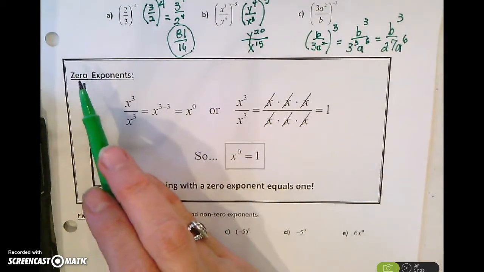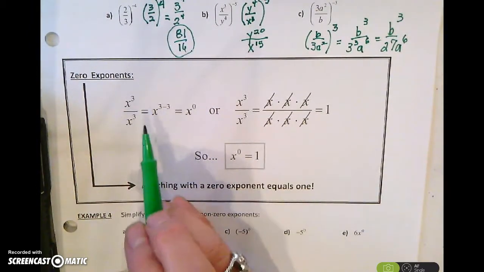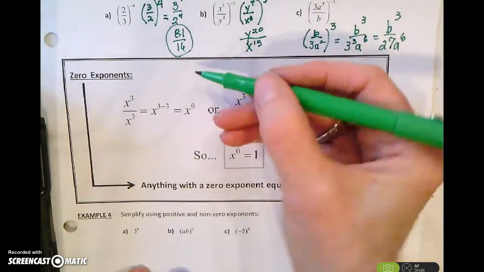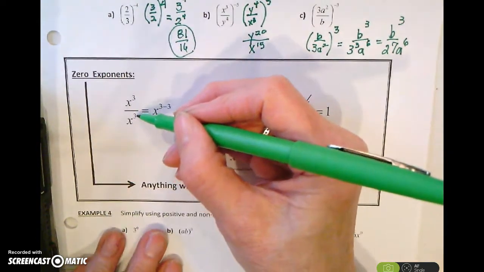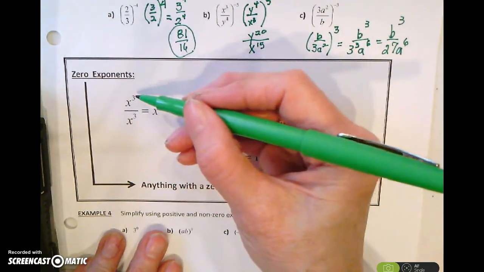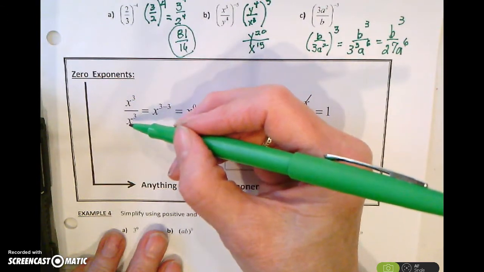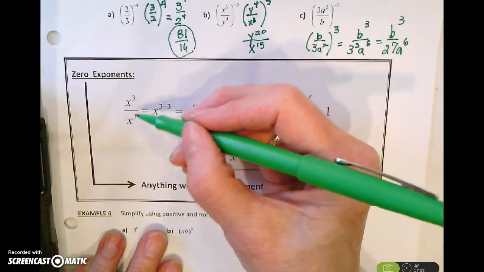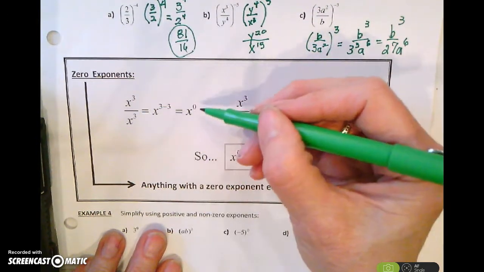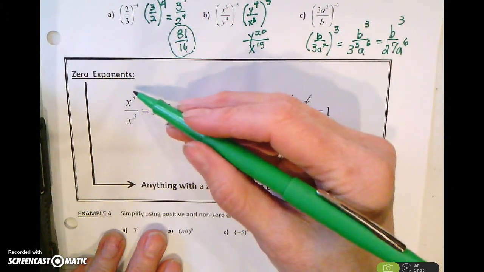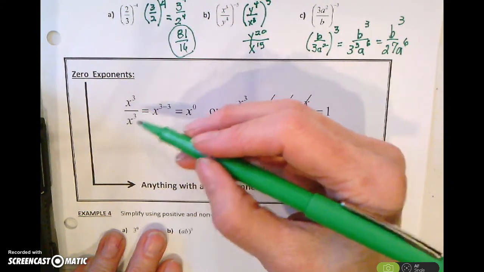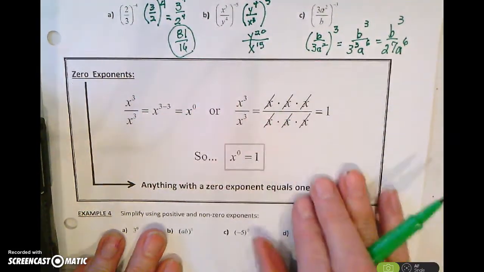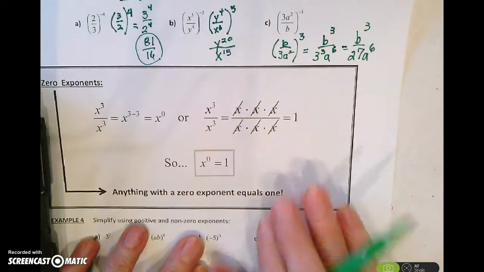So now to understand the rule for zero exponents, we'll look at the situation from 2 different directions. So first, take a look at x to the 3rd over x to the 3rd. We know that whenever we have a quotient with the same base, we combine the bases by subtraction. So x to the 3, subtract that 3, and 3 minus 3 is 0. So x to the 3rd divided by x to the 3rd is equal to x to the 0 according to our rule.